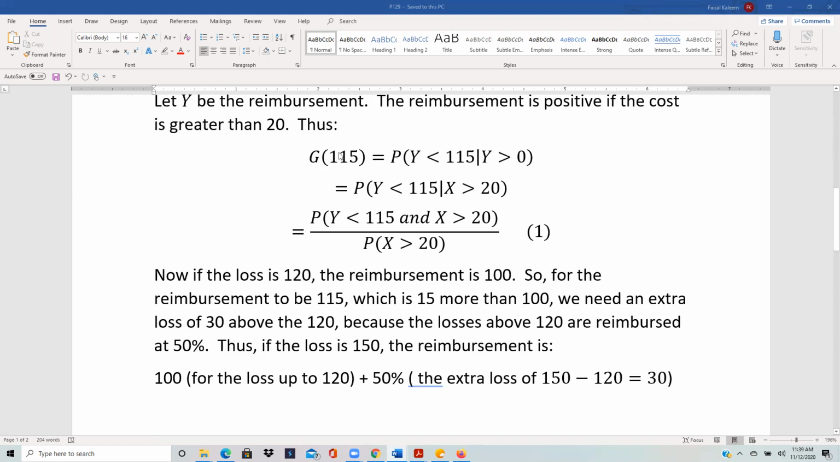And now we use the basic conditional formula. A given B is A and B over B. So Y less than 115 given X greater than 20 would be the probability of Y less than 115 and X greater than 20, divided by the probability of the given, which is X greater than 20. Now this is a strange situation. When you reach this step, you should just have one variable running around. Right now we have Y, so this Y needs to be changed in terms of X.